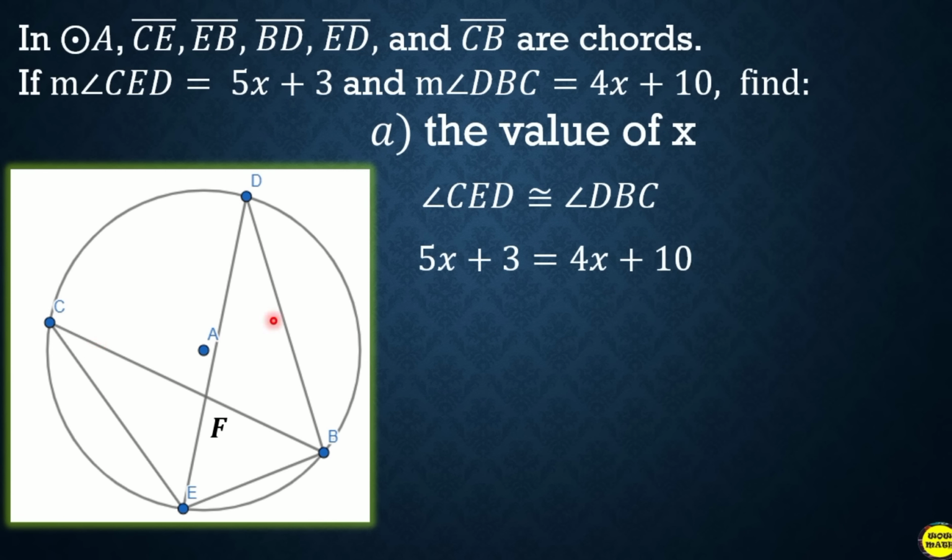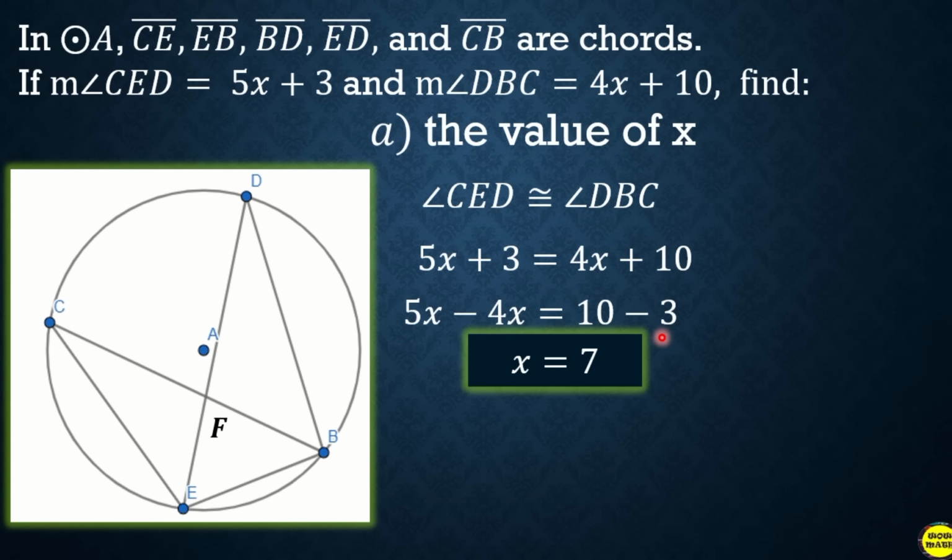So substitute lang natin, 5x plus 3 is equal to 4x plus 10. And then solve for x. So pagsamahin natin, combine similar terms. So 5x minus 4x is equal to 10. Lipat si 3, 10 minus 3. And that is 5x minus 4x is equal to x, and 10 minus 3 is 7. So the value of x is 7.